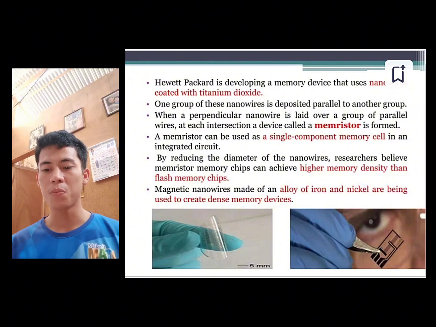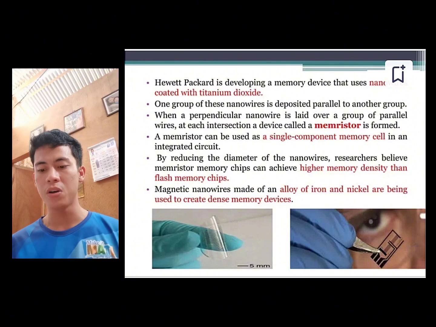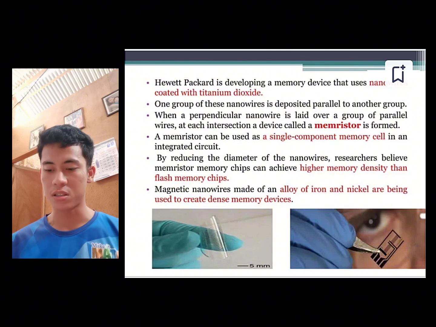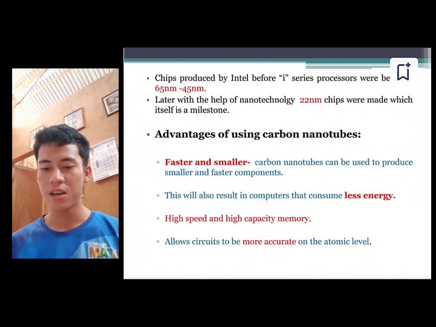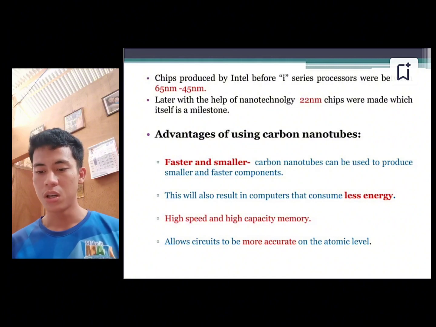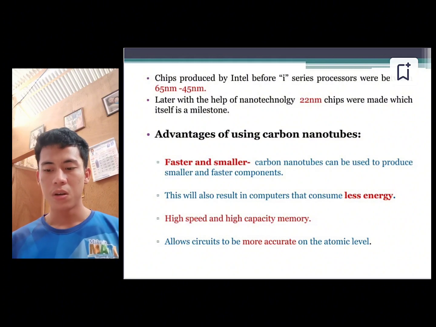By reducing the diameter of the nanowires, researchers believe that memristor memory chips can achieve higher memory density than flash memory chips. Magnetic nanowires made of an alloy of iron and nickel are being used to create dense memory devices. Chips produced by Intel before the i-series process were 65 nanometer to 45 nanometer. Later, with the help of nanotechnology, 22 nanometer chips will be made, which itself is a milestone.